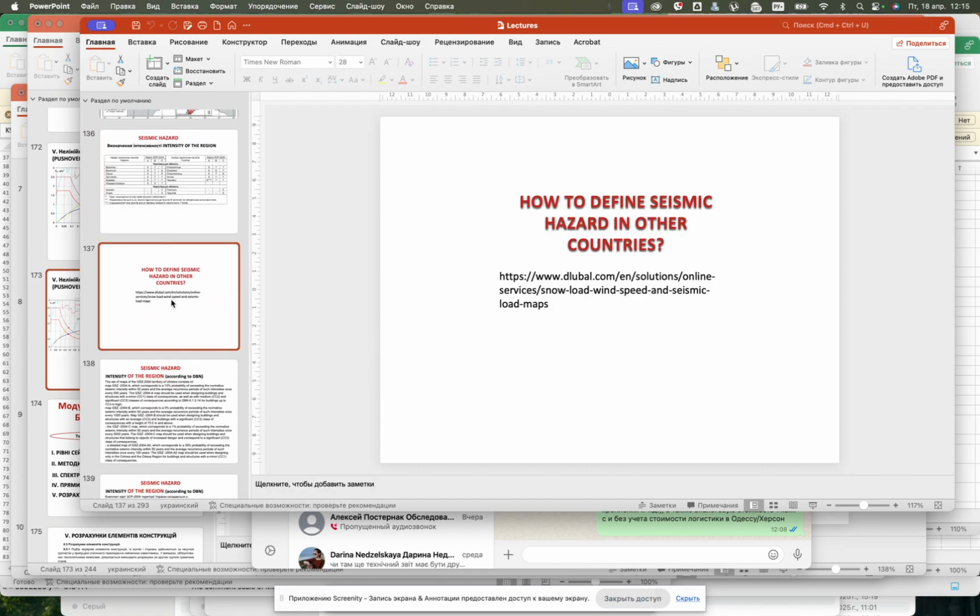If we do this work, for example, in other countries, we can use Global Site. It's an international software company which develops various products for calculation and analysis, and some of them are online. You can use them online, and for this operation you can use it 5 times for free. So it also can help you in definition of the seismic hazard of the exact region.